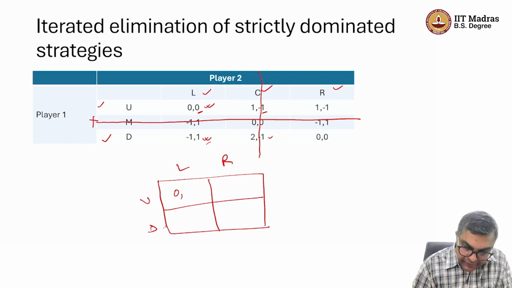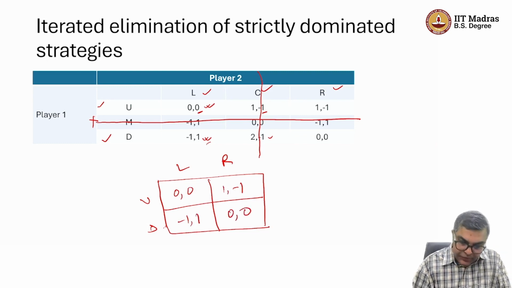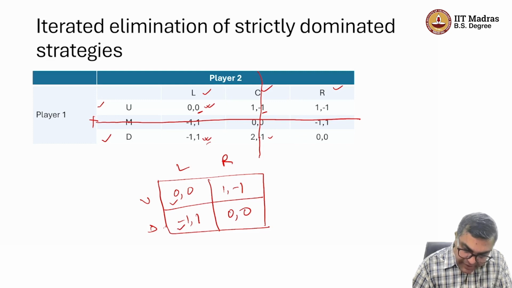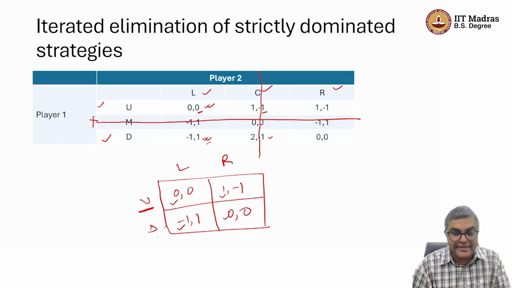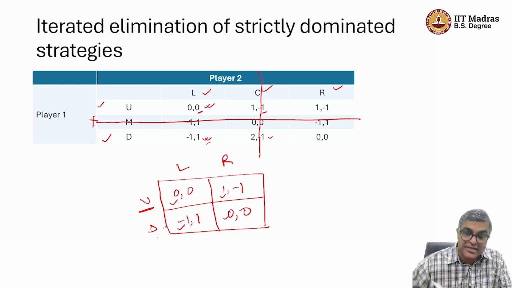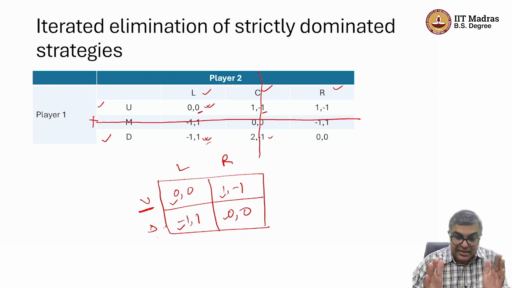So here we have 0 0, 1 minus 1, minus 1 0, 0 0. So 0 is more than minus 1, 1 is more than 0. So U does better than D in the reduced game. And player 2 also knows that U does better, but we have to go one step further, because this game has been reached by the second level of logic.